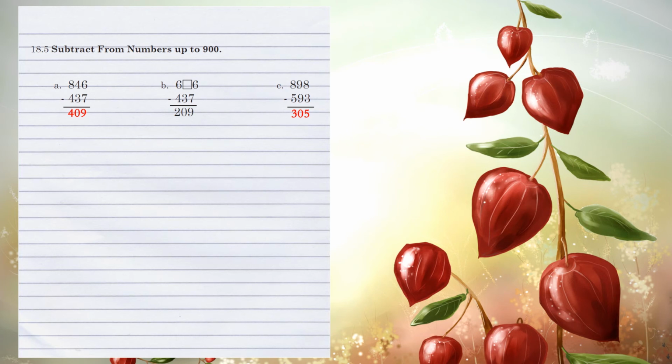So what number did we have to subtract 3 to get 0? Well, that would have been a 3. But we had to borrow initially, so our missing number is 4.